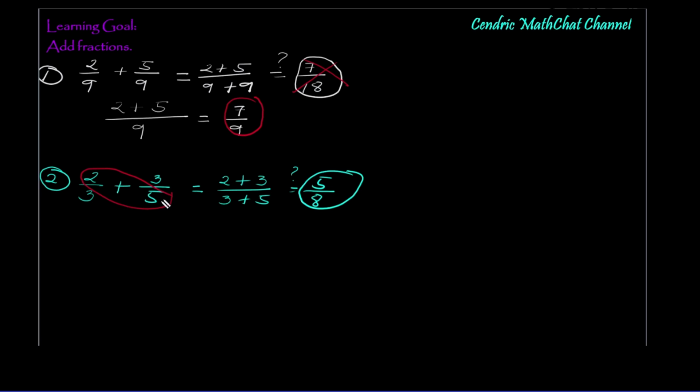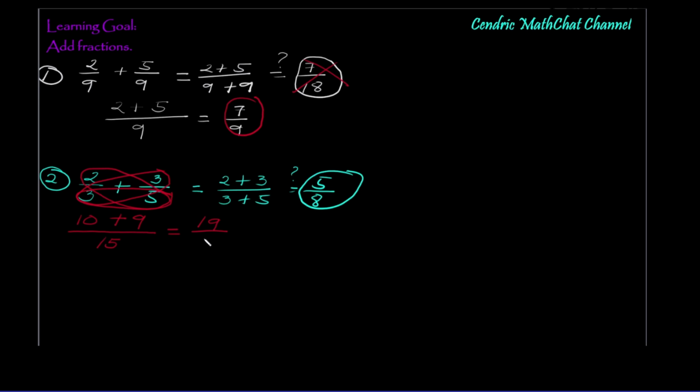You can find the product of these 2 numbers, multiply them diagonally, so you're going to end up with 10 plus the product of 3 and 3, which gives us 9, over the product of 3 and 5, which gives us 15. Then you can now add your numerators. We're gonna have 19/15.